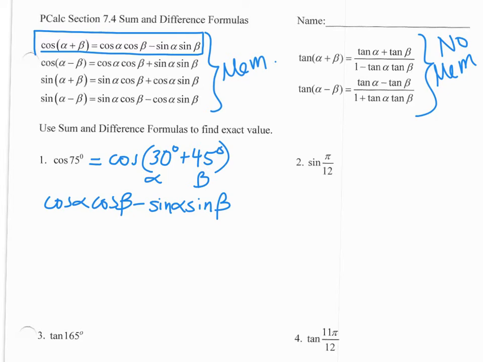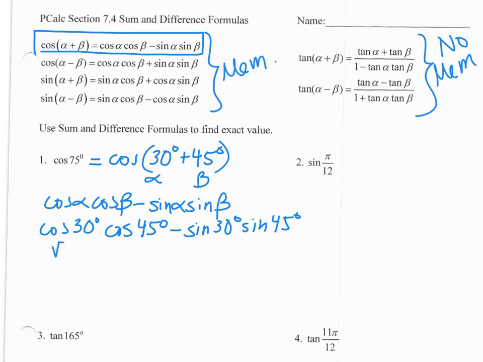All right, so cosine alpha would be cosine 30 degrees, which I can find here in just a minute. Cosine beta is cosine 45. Sine alpha is sine 30. Sine beta is sine 45. Okay, now, hopefully by now you're kind of getting used to all our 30, 60, 90s and everything, so I'm not going to draw them out a whole lot anymore.